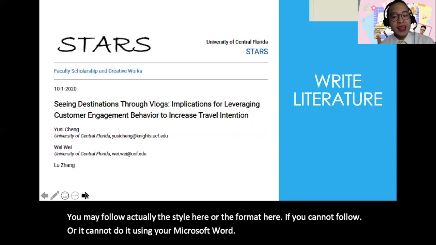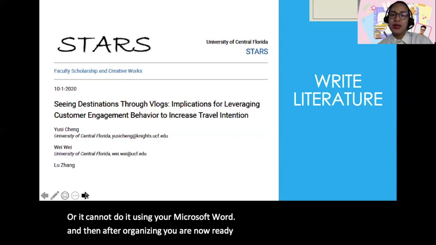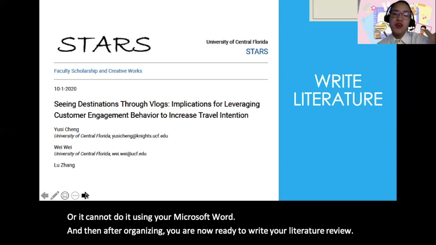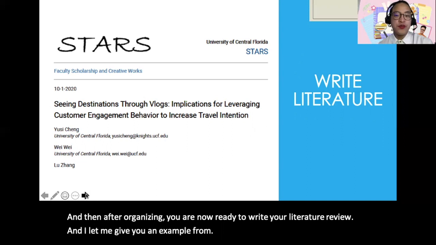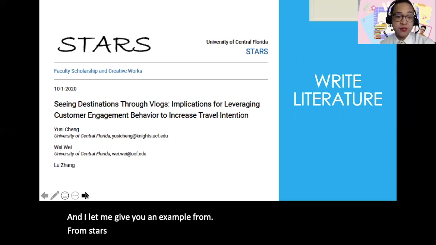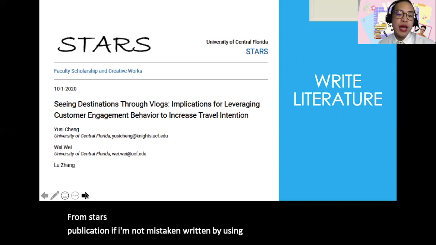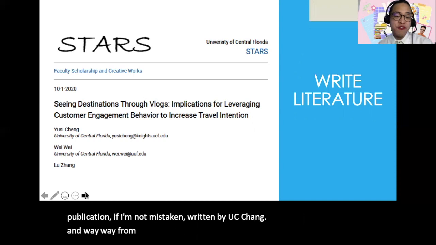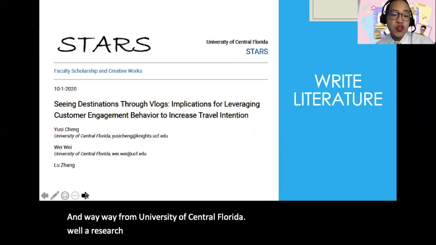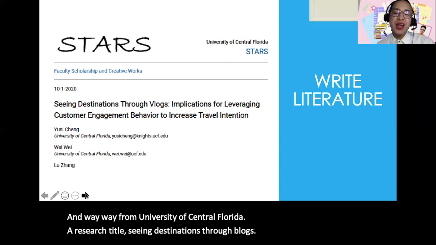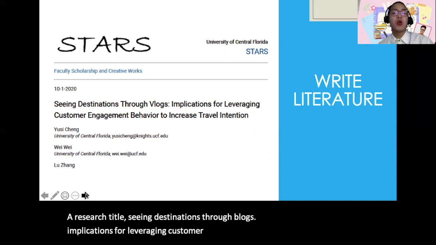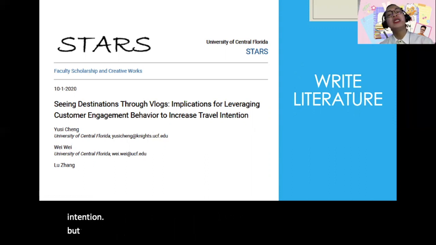And then after organizing, you are now ready to write your literature review. Let me give you an example from a publication, if I'm not mistaken, written by Cheng and Wei from University of Central Florida, with a research titled Seeing Destinations Through Blogs: Implications for Leveraging Customer Engagement Behavior to Increase Travel Intention. What a very nice and well written research title. Well thought out research title.